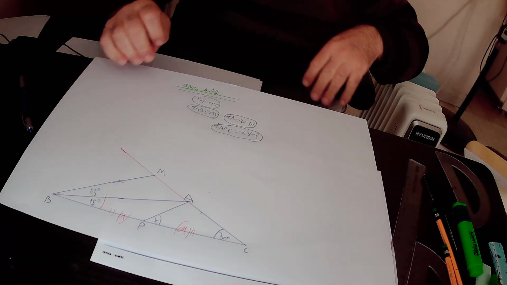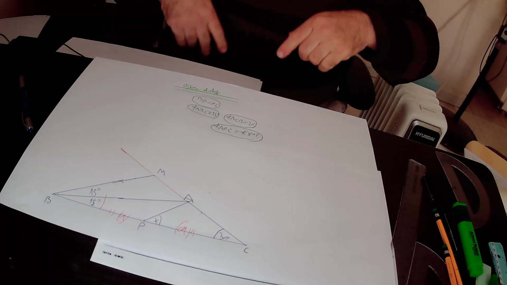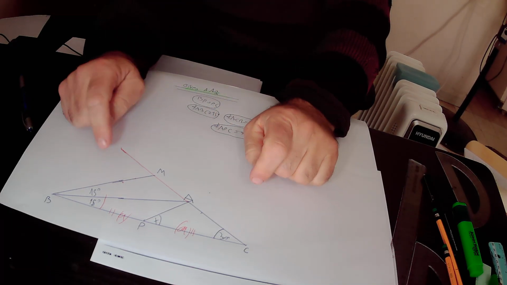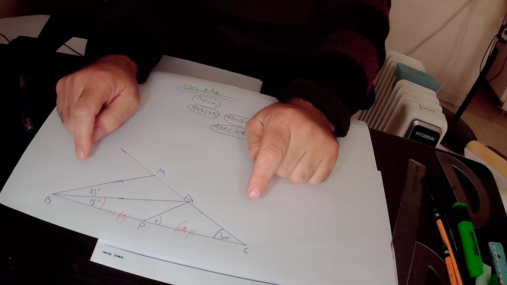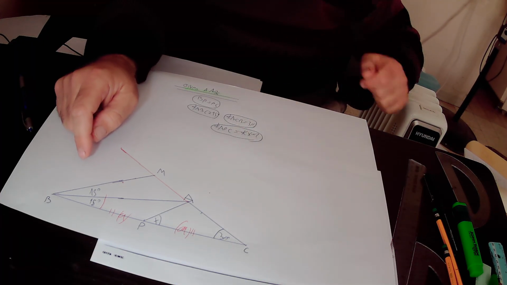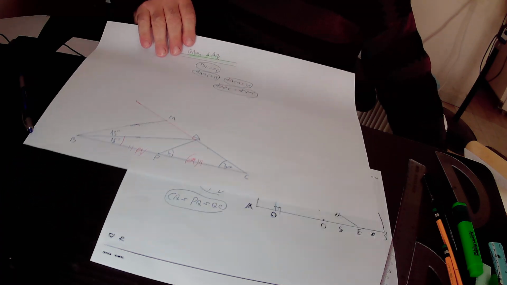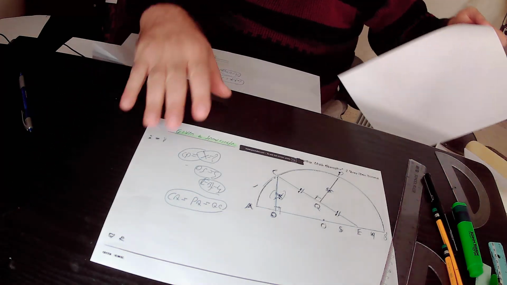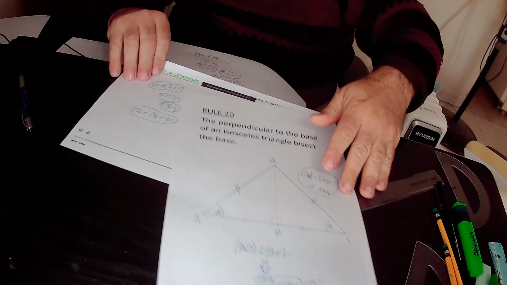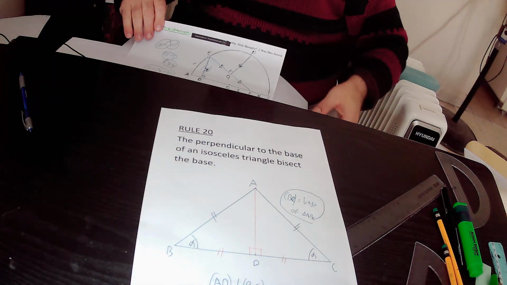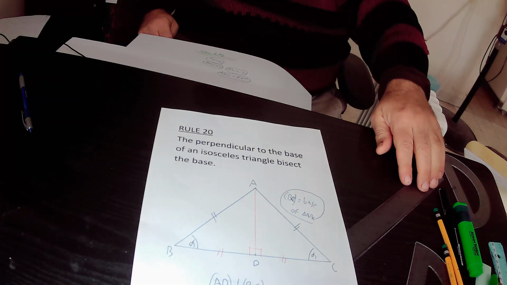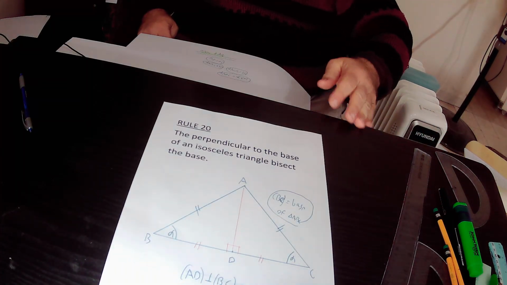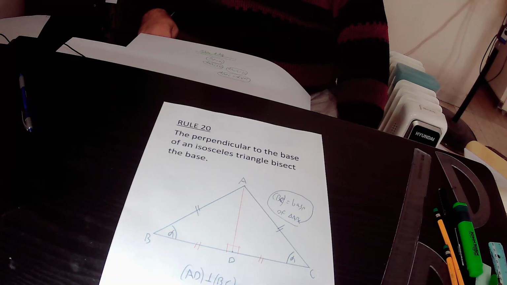So here we know that BC is the base of the isosceles triangle MBC. So here we can implement rule 20. Repeat quickly on rule 20. According to rule 20, the perpendicular to the base of an isosceles triangle bisects the base.